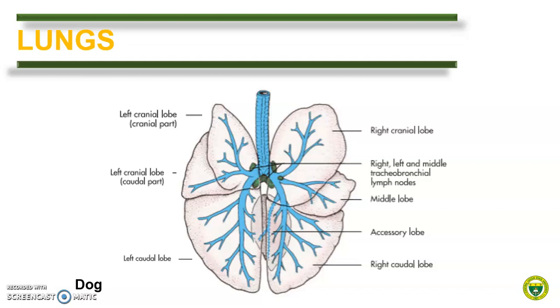The left lung is divided into cranial and caudal lobes. The right lung is divided into cranial, middle, accessory, and caudal lobe. This is the generalized pattern of lung lobation. In dogs, the left cranial lobe is further subdivided into cranial part and caudal part as shown here. The same pattern is seen in cats and they have smaller lungs compared to the dogs.